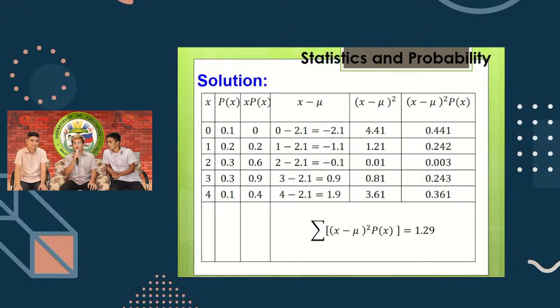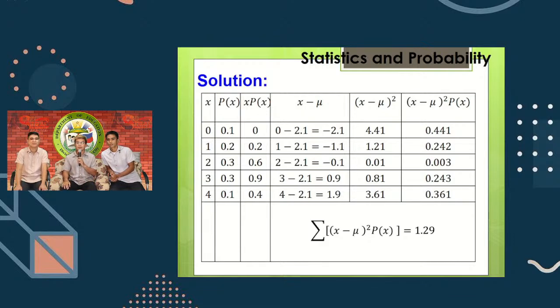For the second column, we have the probability, which are 0.1, 0.2, 0.3, 0.3, and 0.1. At the third column, we are to multiply the x and the probability of x. So 0 times 0.1 is 0, 1 times 0.2 is 0.2, then the next 0.6, 0.9, and then 0.4. Now, the next step is to get the sum. Yes, the mean. So the summation of the x times the probability of x is equal to 2.1, and that is the mean of the discrete random variable.